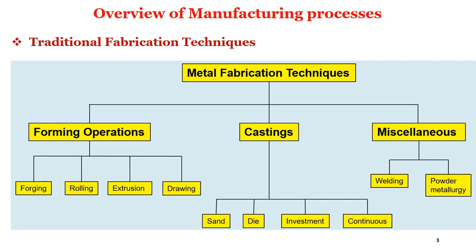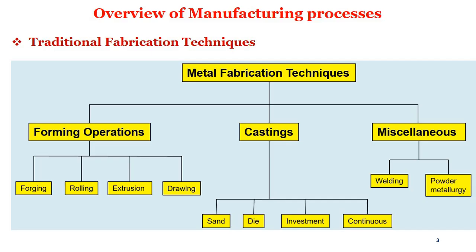In miscellaneous operations like welding and powder metallurgy, in welding we join two similar or dissimilar metals by applying heat and pressure. So it is the joining of two different materials. It can be further classified into different categories like arc welding, gas welding, resistance welding, electron beam welding, and many more welding processes.